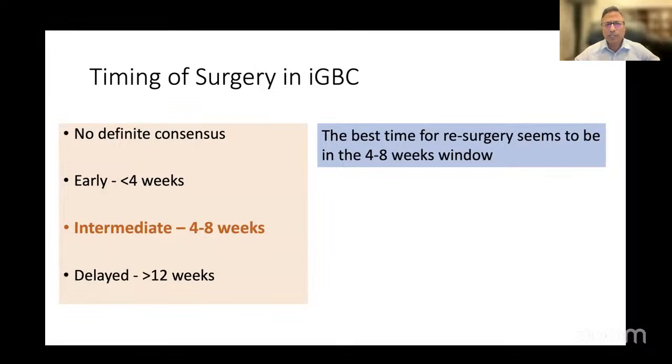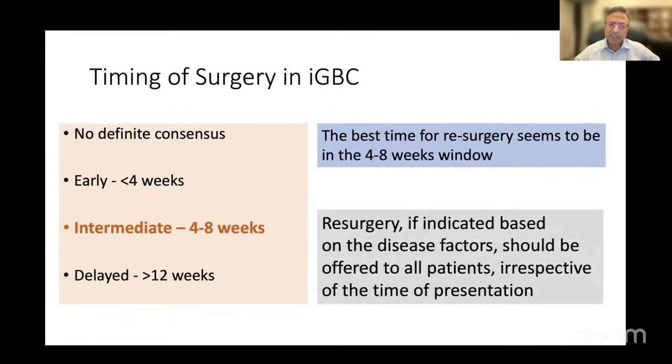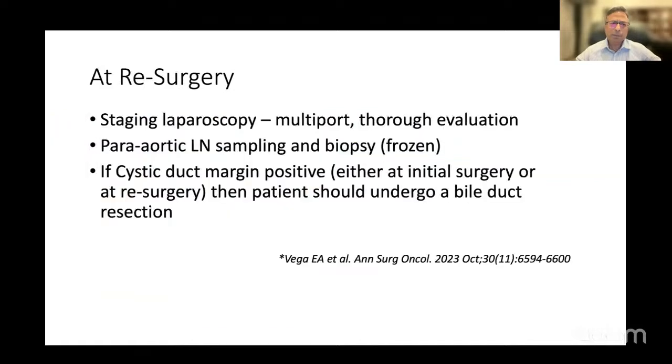So as I said, there is no definite consensus on when to do surgery. The best window has been this, but it should be offered at any time, provided all other situations are favorable. At resurgery, the approach is similar to what you would do in a primary gallbladder cancer. So you do a staging laparoscopy, you do a para-aortic or inter-aortocaval lymph node sampling and send for frozen. Disregard the discussion we had about positive and then what to do.